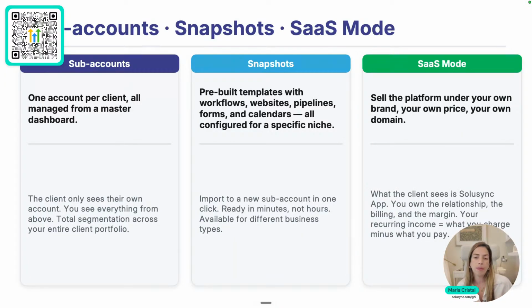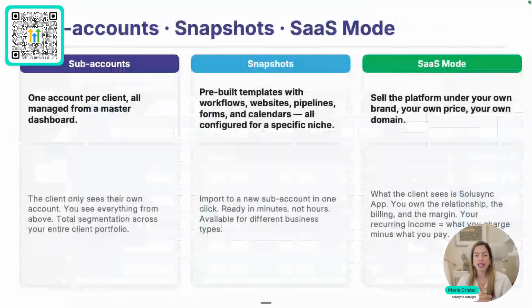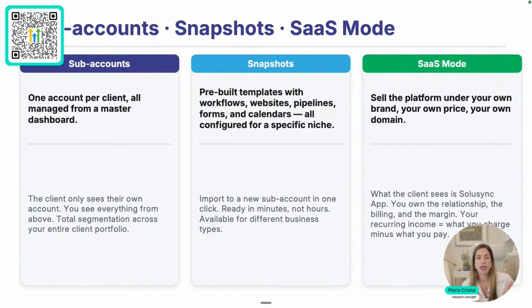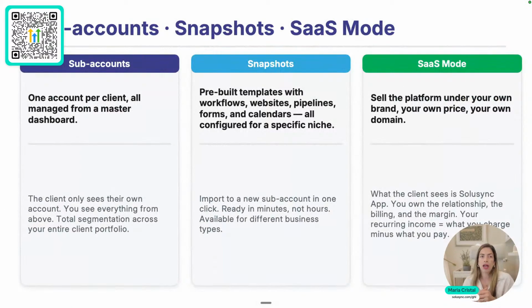What are some of the benefits of becoming SaaS? You have sub accounts, one account per client. You can see here I'm in my agency view, and you have some sub accounts inside. These are my active sub accounts, for example, and they're all managed from a master dashboard. The client only sees their own account, not your other clients. So you can see everything from above. You also have snapshots. What are snapshots? Where you can build something, workflows, websites, pipelines, forms, calendars, build a full snapshot for a specific niche, and you can import it to a new sub account with one click. So it's ready in minutes.